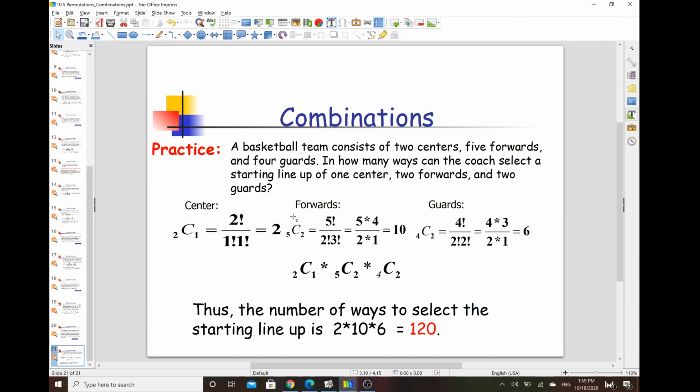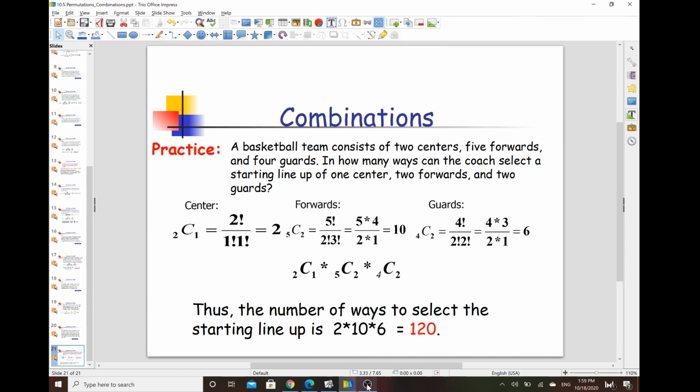So center, 2 choose 1. 2 forwards, 5 choose 2, and then guards, 4 choose 2. Using the same formula for combinations, we get 2, 10, and 6. So thus, the number of ways to select the starting lineup is 2 times 10 times 6, which is 120.